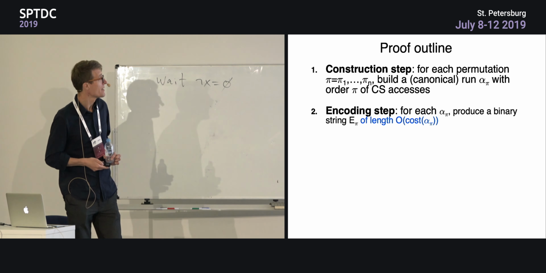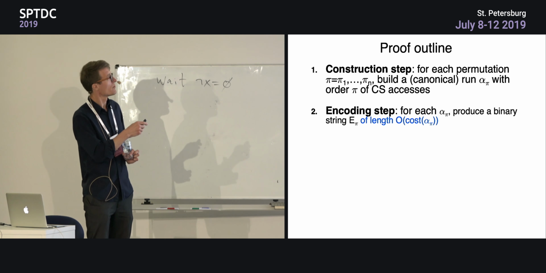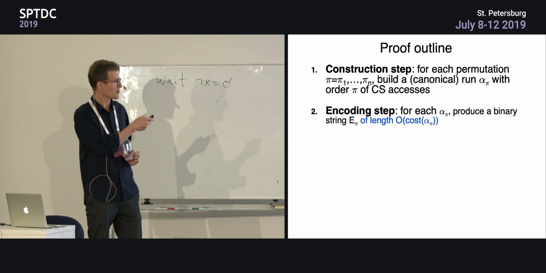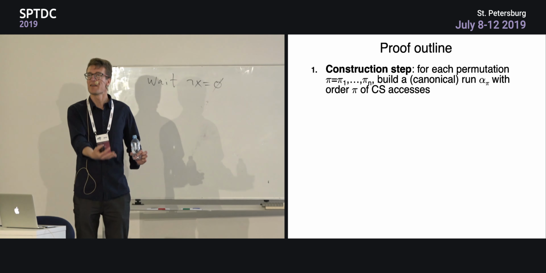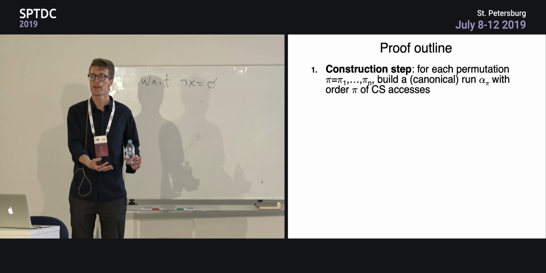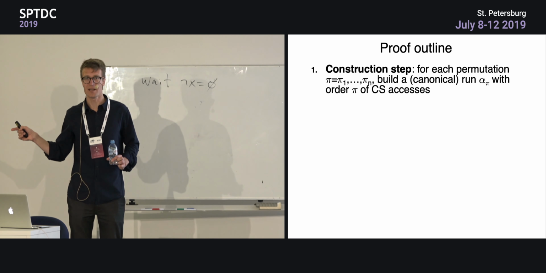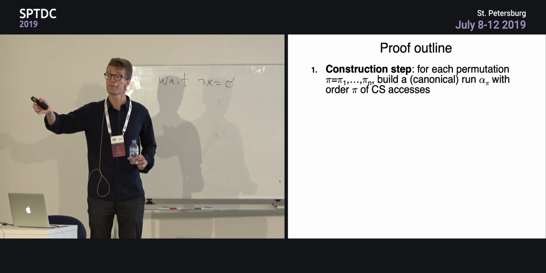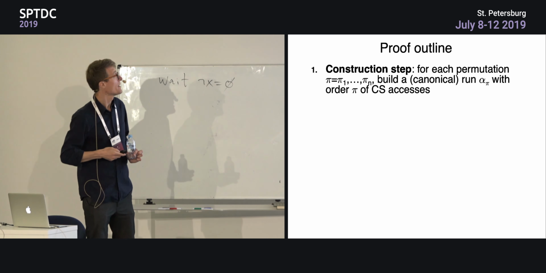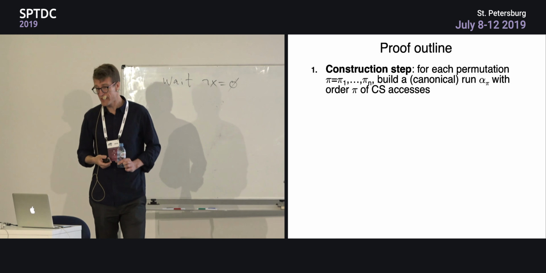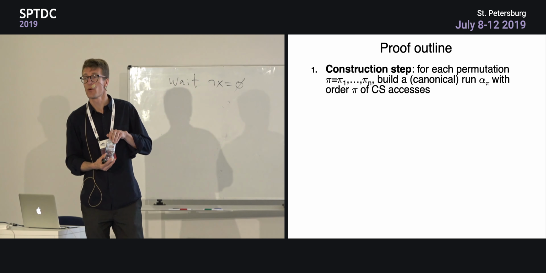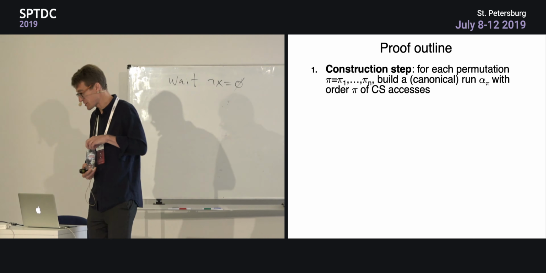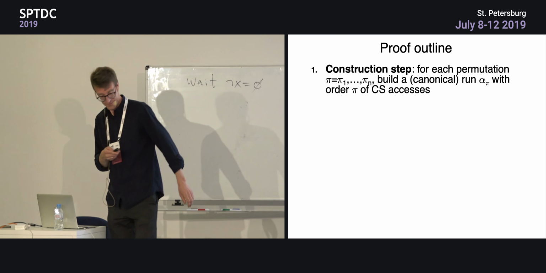Okay, so what we did so far, we didn't do it, but this is what we are going to do: a set of classes of executions. This is n factorial classes of executions. In each class, the order of accesses to the critical section is fixed. Okay? What do we do next? We take an element in this class and we create a code word for it. This is what we call encoding.